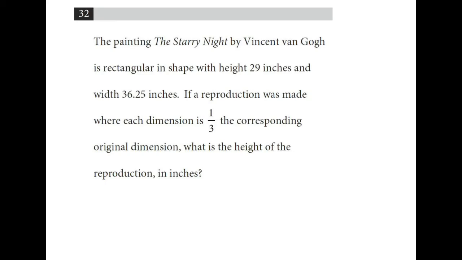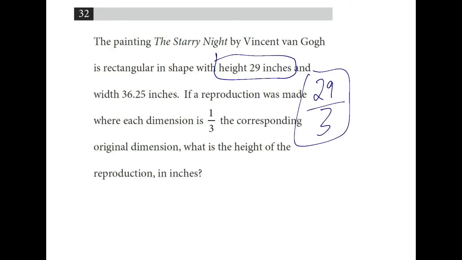32. The painting The Starry Night by Vincent van Gogh is rectangular in shape with height 29 inches and width 36.25 inches. If a reproduction was made where each dimension is 1/3 the corresponding original dimension, what is the height of the reproduction in inches? Given the height of 29 inches, we multiply this by 1/3, which is the same thing as dividing by 3. 29 divided by 3 is our final answer. We can leave it as a fraction.